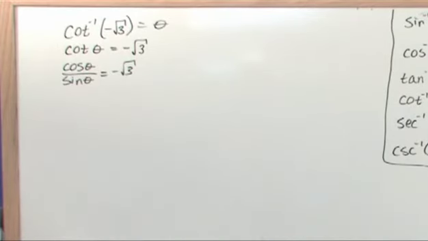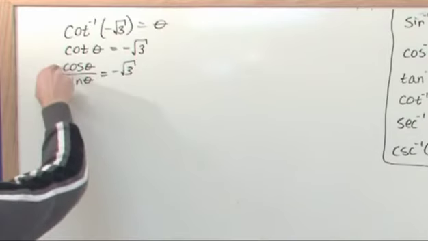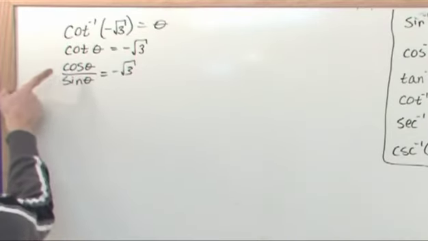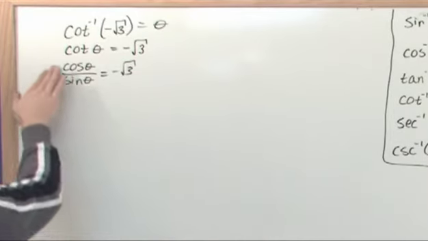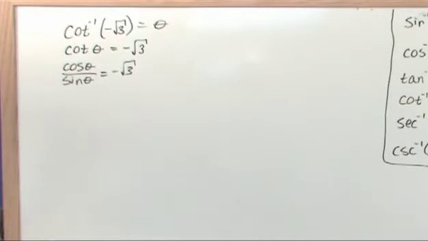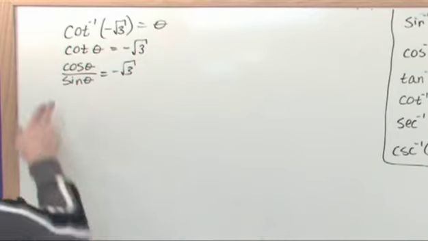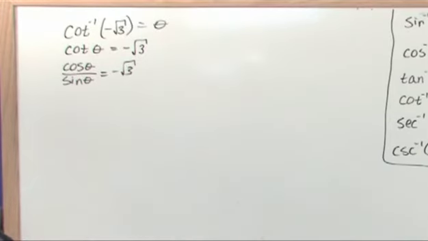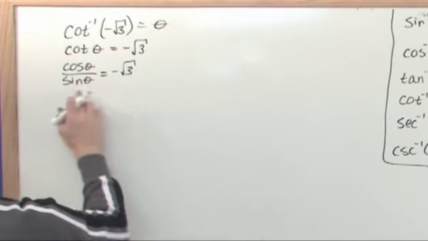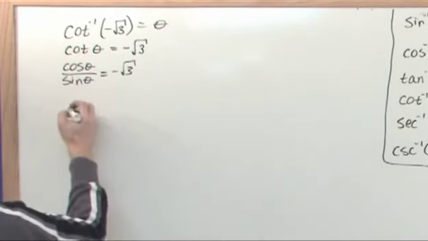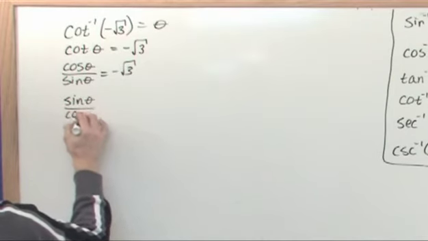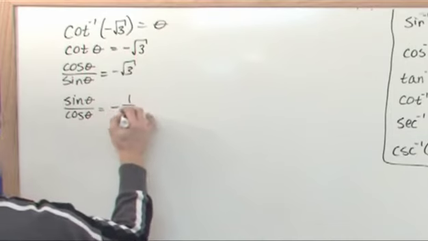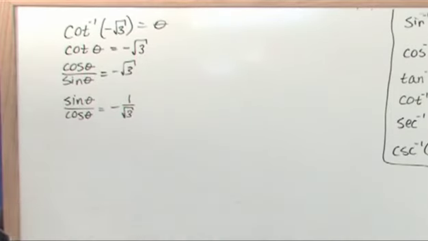I just like to work with these cotangents kind of split up because I know how to deal with cosines and I know how to deal with sines. It's much easier for me to figure out the answer if I'm looking at these fundamental functions. Okay? So I've got cosine over sine is equal to that, and just to make life even a little bit easier, I'm going to take the reciprocal of both sides. So I'm going to say sine of an angle over cosine of an angle is equal to negative 1 over root 3.